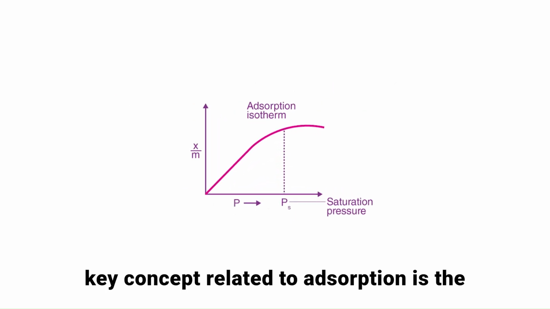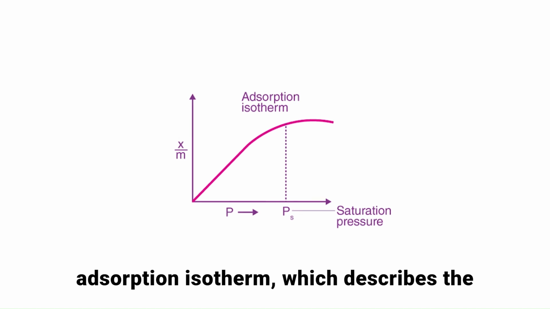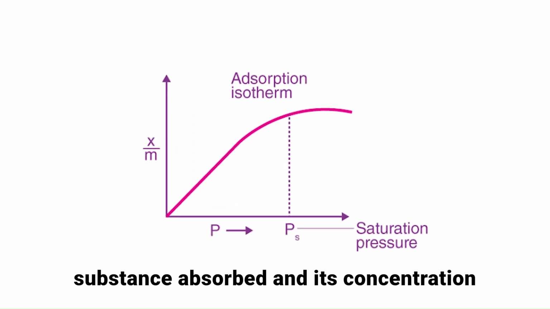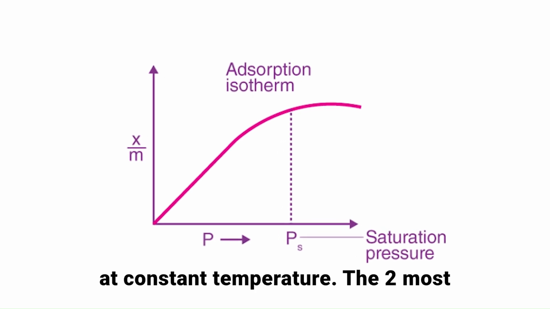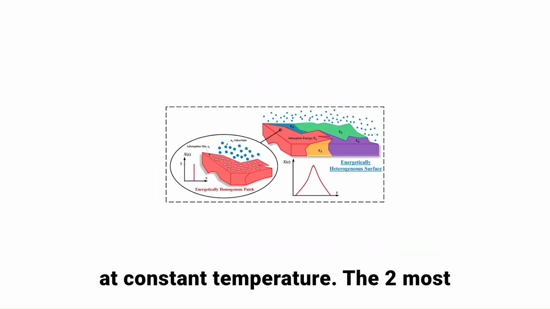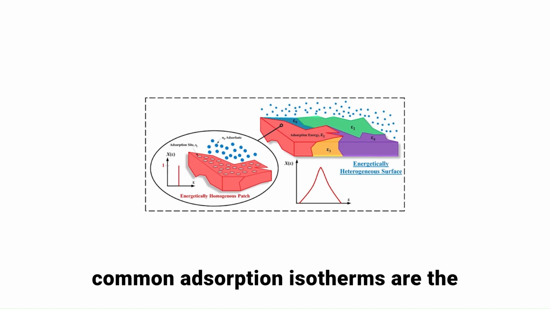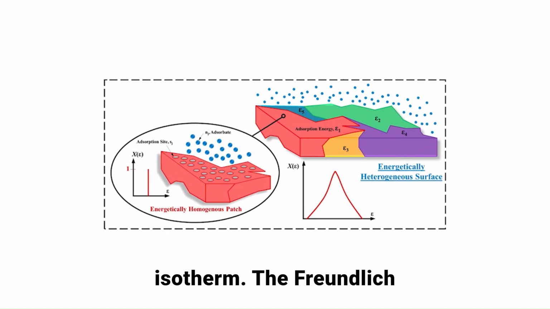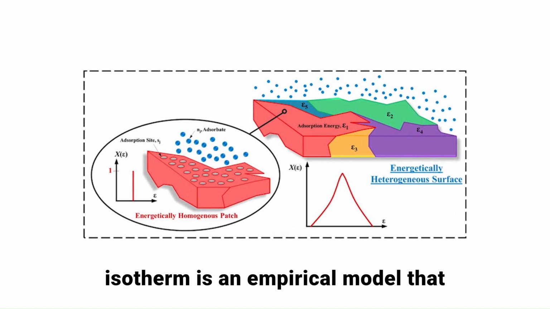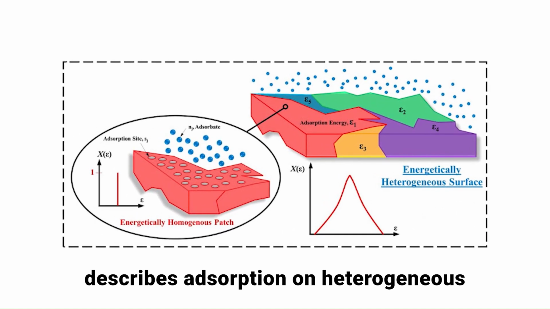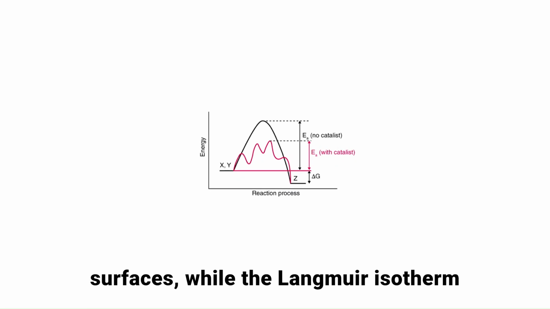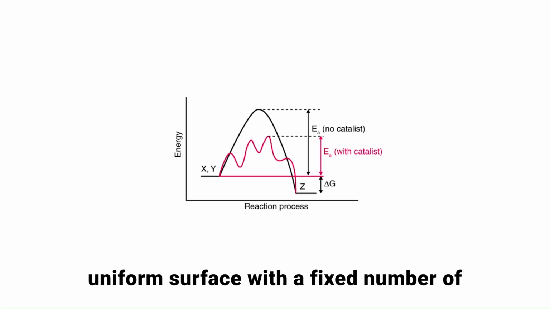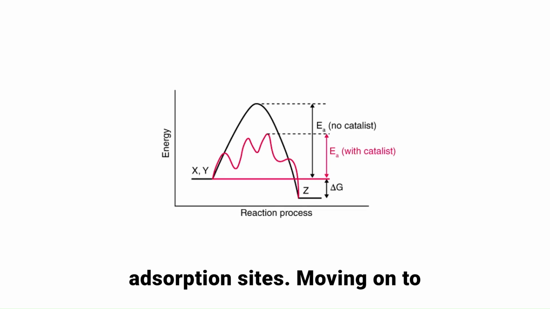A key concept related to adsorption is the adsorption isotherm, which describes the relationship between the amount of substance adsorbed and its concentration at constant temperature. The two most common adsorption isotherms are the Freundlich isotherm and the Langmuir isotherm. The Freundlich isotherm is an empirical model that describes adsorption on heterogeneous surfaces, while the Langmuir isotherm assumes a monolayer adsorption on a uniform surface with a fixed number of adsorption sites.